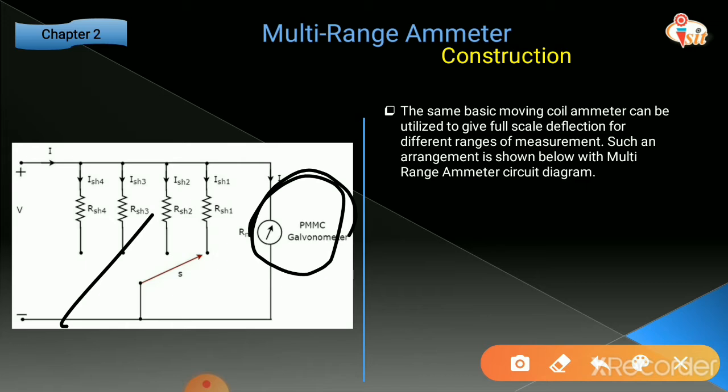Same galvanometer means what? This galvanometer is already used in the basic DC ammeter. This same galvanometer is also used in multi-range ammeter, but what is the difference? There is only one RSH there, but here there are 4 RSH, multiple RSH. That's why the name becomes multi-range ammeter. I hope you people understood this point. Now I am going to the next point.